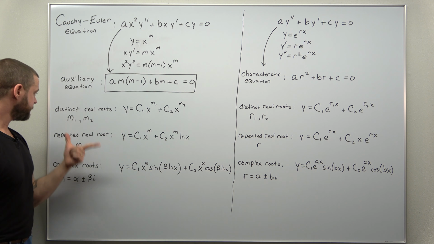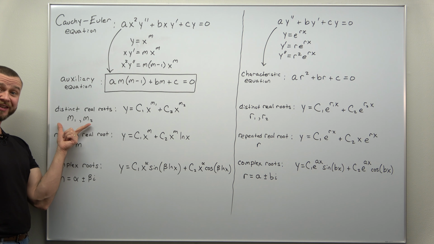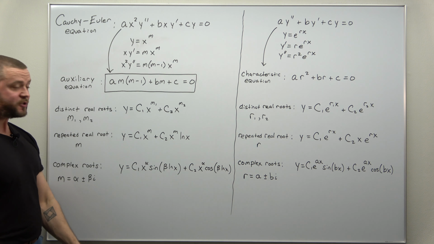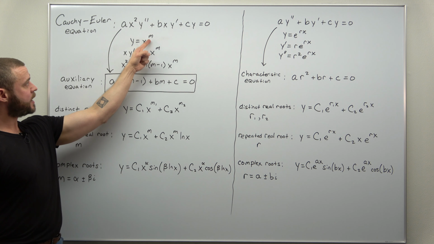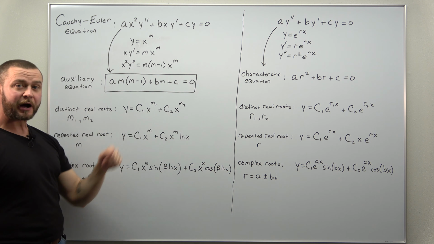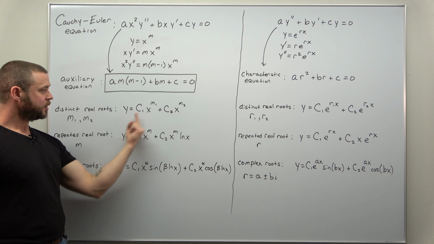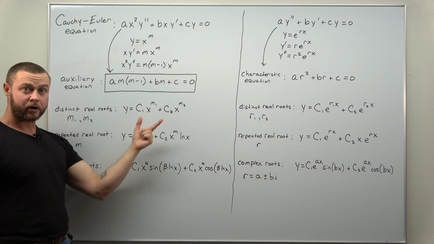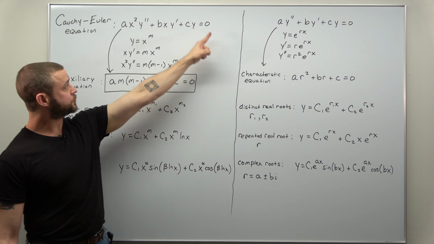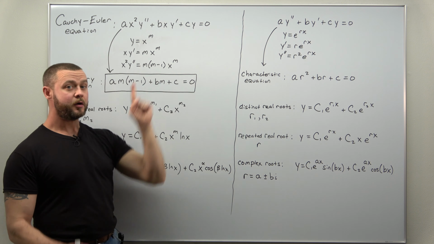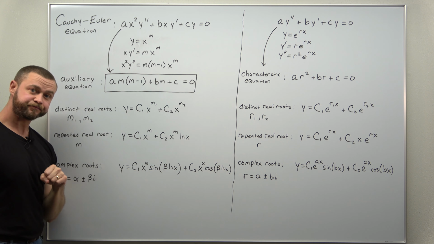And just to go over them, we have the case of distinct real roots, or distinct real values for m, m1 and m2. Each value of m gives you a power of x. All right, that's very simple. Each power of x gives you a solution. We take a linear combination of those to get our complementary solution. Since right now the right-hand side is 0, these are currently homogeneous ODEs.